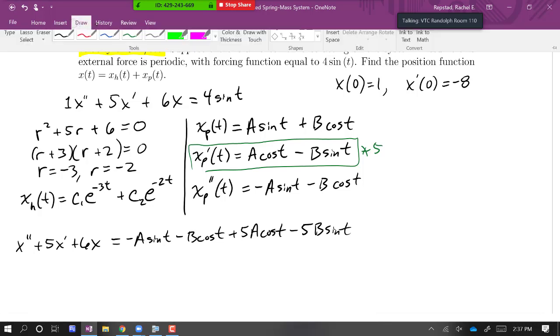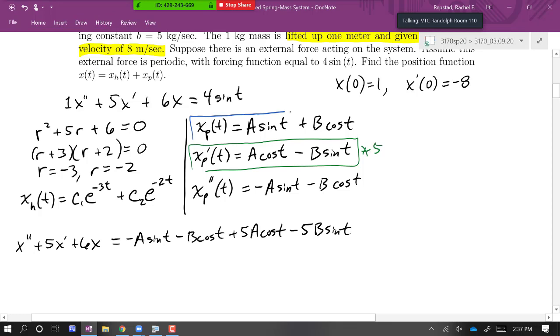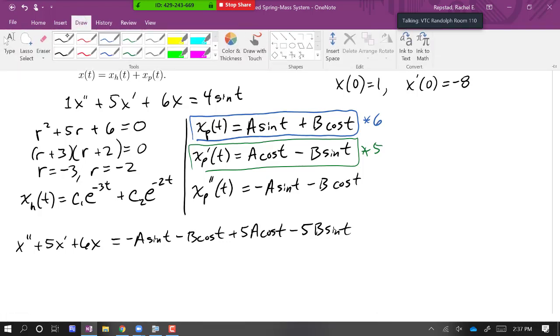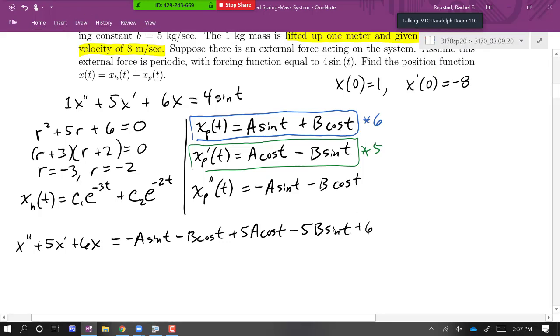And then plus 6x means I'm going to take x particular and multiply that by 6. Again, I'll go ahead and distribute it now. So plus 6a sine t plus 6b cosine t. And all of this has to equal 4 sine t. All of this has to be equal to the forcing function.